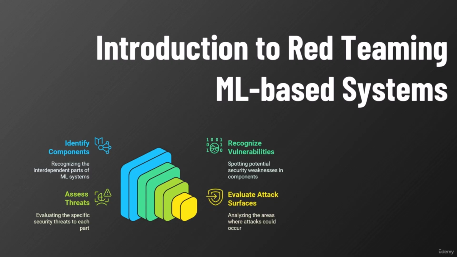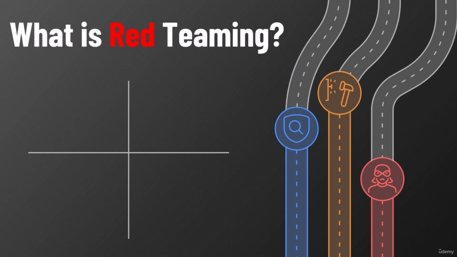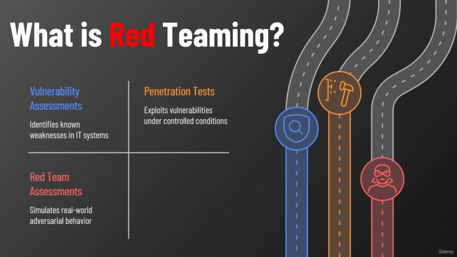In the rest of this module, we'll provide a high-level overview of the security threats and attack surfaces associated with each of these components. When evaluating the security of machine learning (ML) systems, it's useful to draw parallels with traditional IT security assessments. These assessments typically fall into three main categories: vulnerability assessments, penetration tests, and red team assessments. Each method offers a different depth of insight and type of coverage, ranging from the identification of known weaknesses to the simulation of real-world attacks.